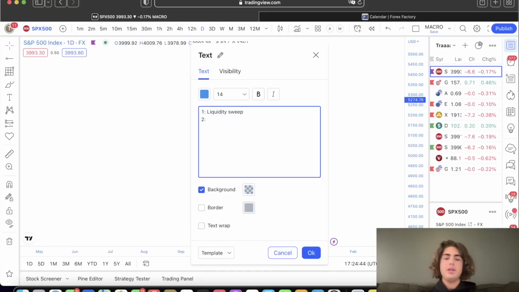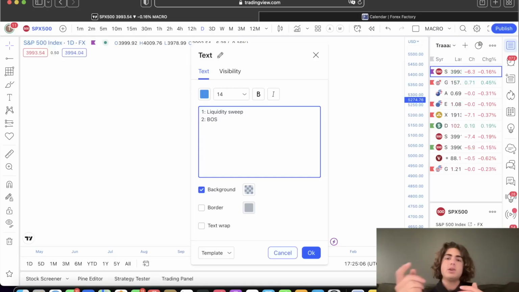After the liquidity sweep, what do I want to see? BOS, break of structure, because that confirms that liquidity has been swept and there's a shift in market structure. We don't know exactly where liquidity lies within the market and where it's going to be swept. The best that we can do is mark out the highs and lows, because that's where liquidity lies.